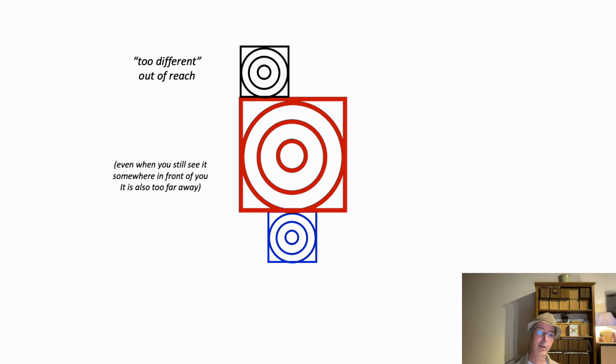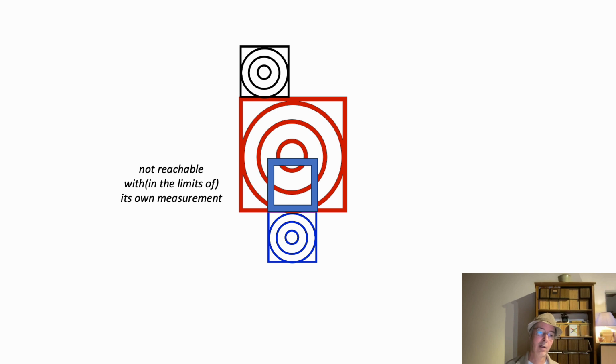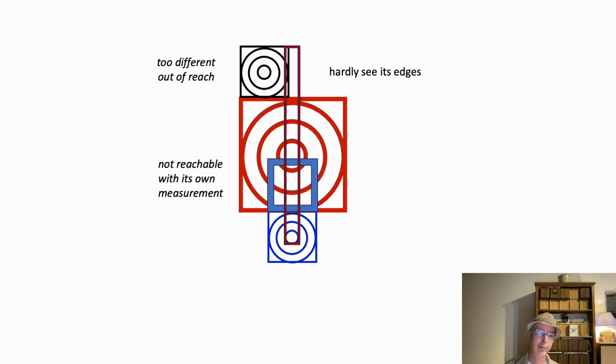So the first starting point is here. We have two objects, and one of them is actually a bit too different and also out of reach as well. So even when you see it in front of you, it's a bit too far away, and it's even out of focus as well. So it really needs this tool as an intermediate. If we would try to reach it within our own limits, then we can't reach it, and so not directly. So with our own measurements, it's impossible.